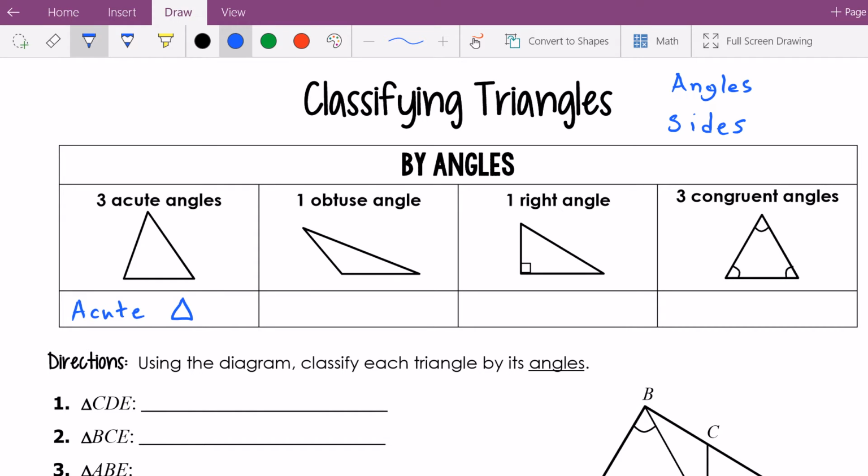If one of the angles is obtuse, you have an obtuse triangle. If one of the angles is a right angle, it is a right triangle. And if all three angles are congruent, it is an equiangular triangle.